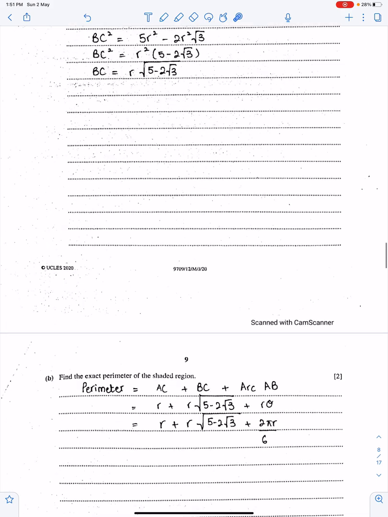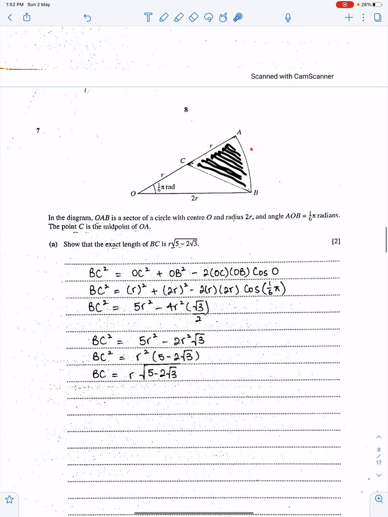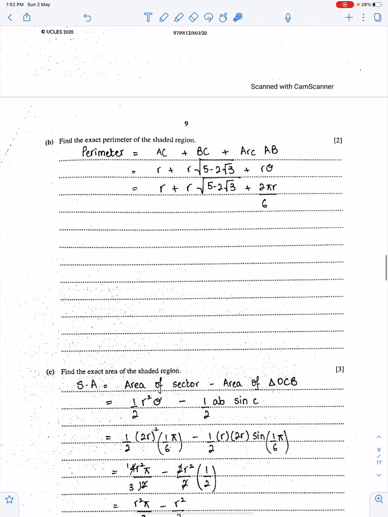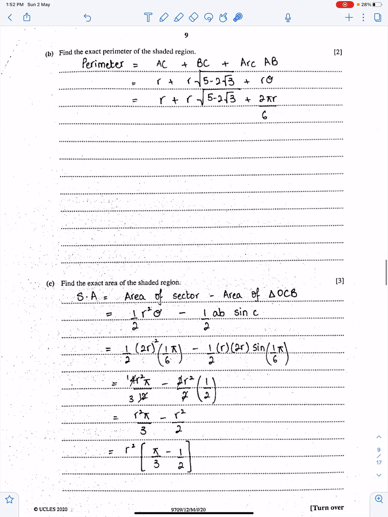This is simple. Area of the shaded region will be area of the sector minus area of this triangle. So area of the sector is half (2r) squared theta. The radius of the sector is 2r. Make sure you replace this r by 2r. This is the general formula. Theta is pi by 6, half AB sine C. You just need to simplify this carefully. That's the answer.